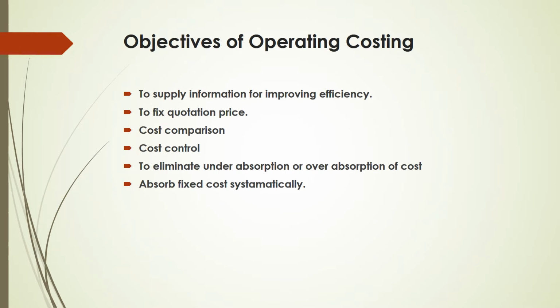Objectives of operating costing. Why is operating costing applicable in contract costing? It facilitates the efficiency of cost data, improving the efficiency of cost data, and it supports fixing the quotation price, cost comparison, cost control, and eliminating under-absorption or over-absorption of cost, which helps to absorb fixed cost systematically. That is why this particular type of costing can be applied in the cost accounting method.